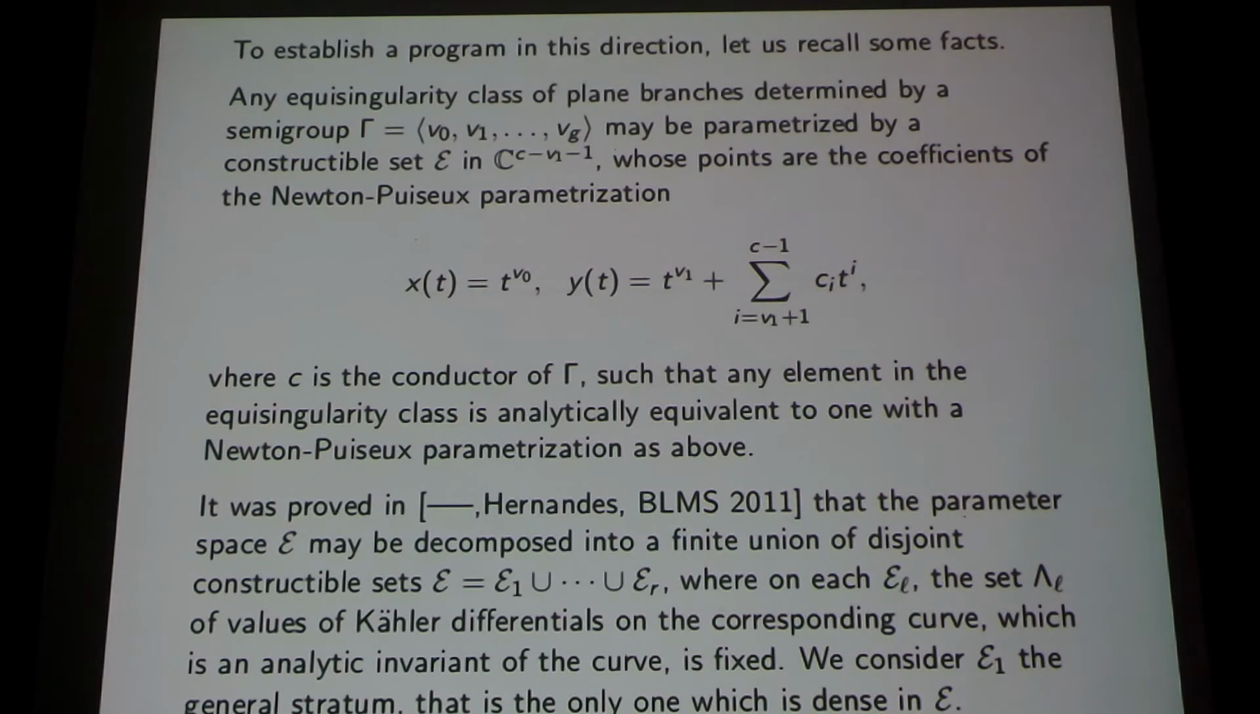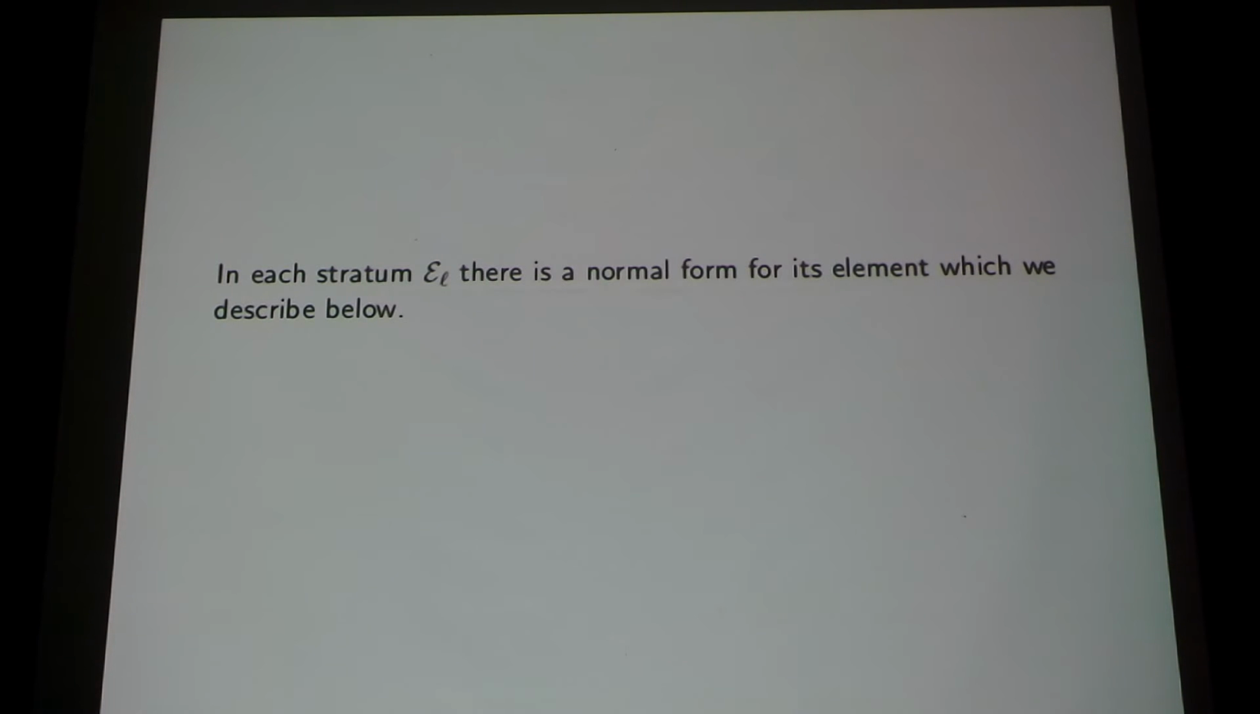But it was proved in a joint work with Hernandez that the parameter space E may be decomposed into a finite union of disjoint constructible sets, E_1, ..., E_R, where on each E_L, the set Lambda_L of values of Kähler differentials on the corresponding curve, which is an analytic invariant of the curve, is fixed. And we consider E_1 the general stratum, that is the only one which is dense in E. So there is always a general stratum. In each stratum E_L, there is a normal form for its elements, which we describe below.